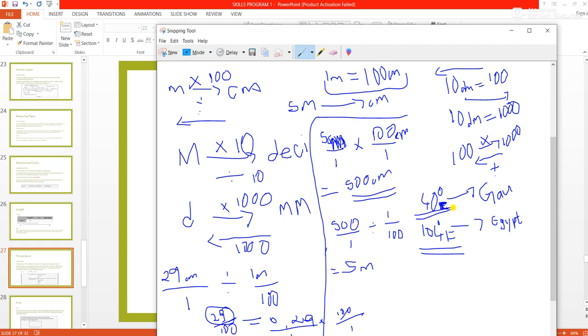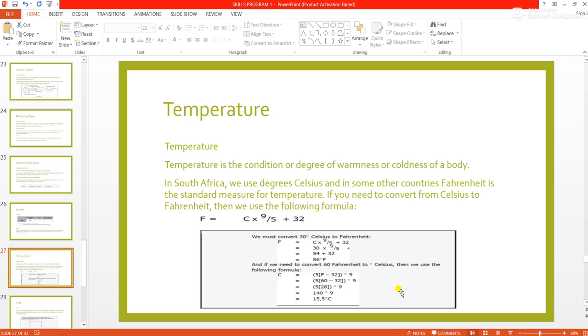Let's say you want to do vice versa. Your cousin informs you that in Egypt the temperature is about 150 Fahrenheit, and he wants to convert that into Celsius so that he can say the relevant degrees in Celsius. So we'll use the formula. The formula is 5 over 9 times, in brackets, Fahrenheit, 150 minus 32.